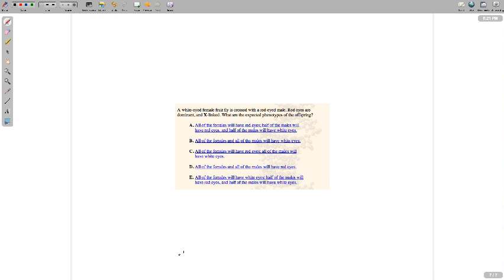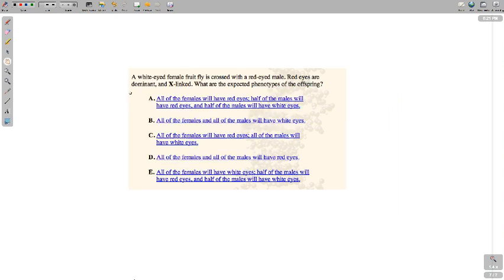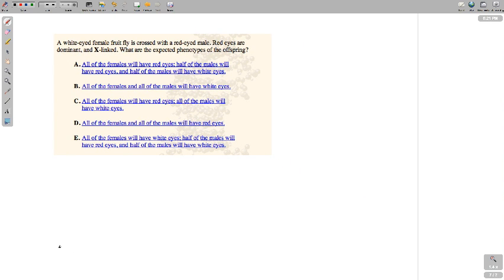All right, this is the last one that I found, but let's try it. It's a sex-linked problem. If you want to pause and try, it's like a multiple choice. Or you could just guess. A white-eyed female fruit fly is crossed with a red-eyed male. Red eyes are dominant and X-linked. This should say sex-linked. What are the expected phenotypes of the offspring?